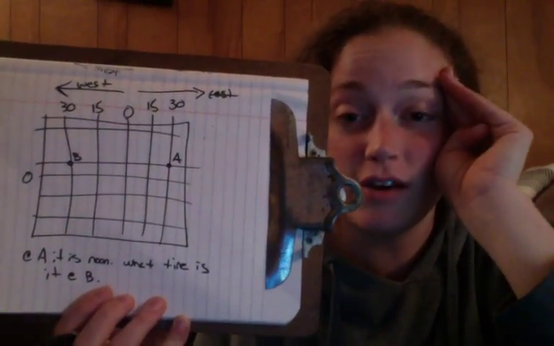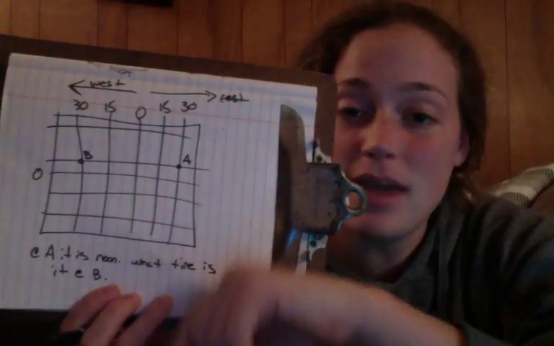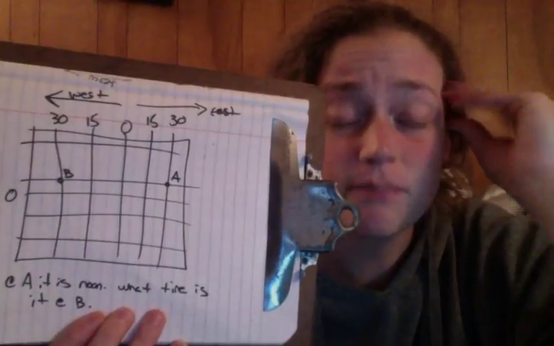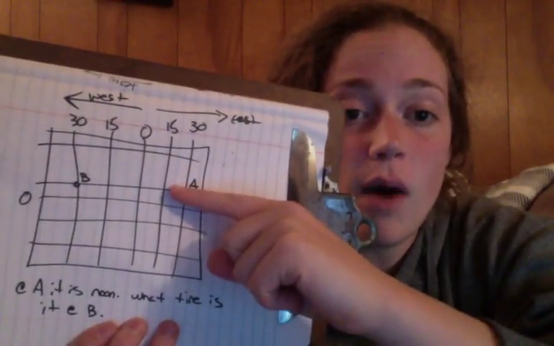All right, so let's figure out how we would do this. I made the scale really easy for everybody. Each line is 15 degrees apart. That's not always the case, so please keep that in mind. Every 15 degrees I go back an hour.